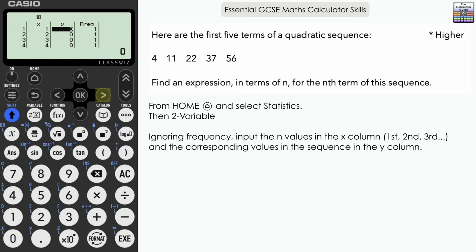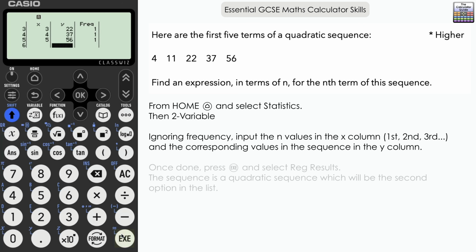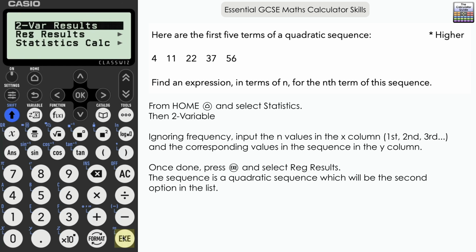Down and right to go back up to y. Now y is going to represent the terms in the sequence. So 4, 11, and so on. Okay, if we press execute, and then we're going to go to reg results on this one.